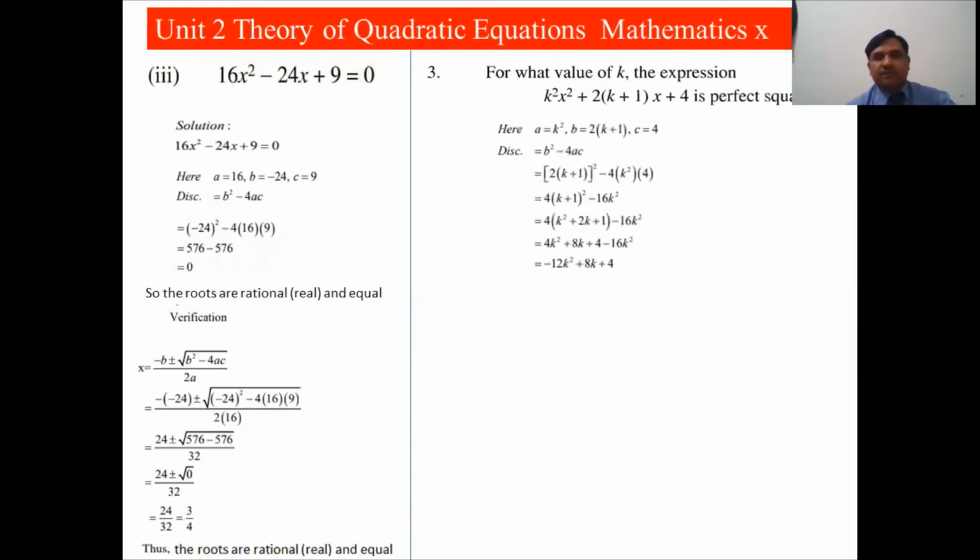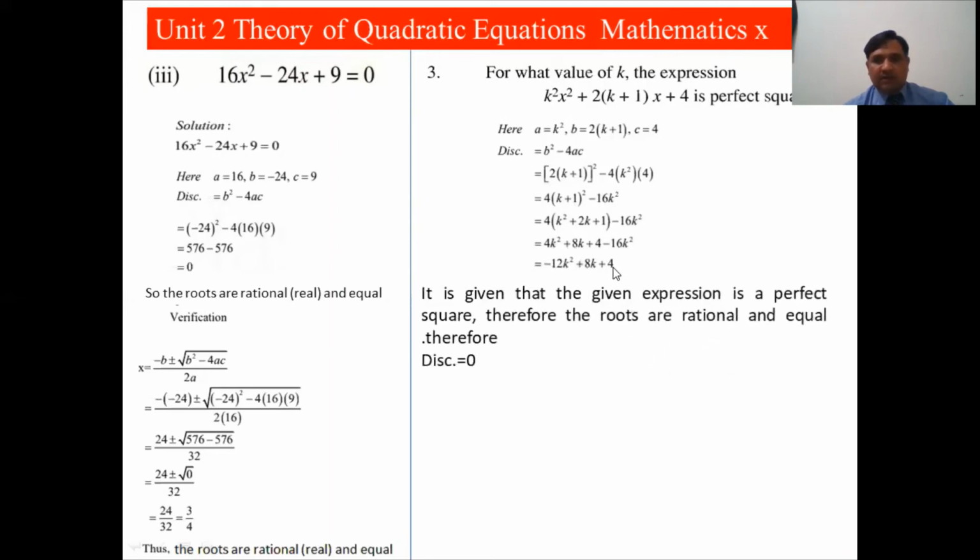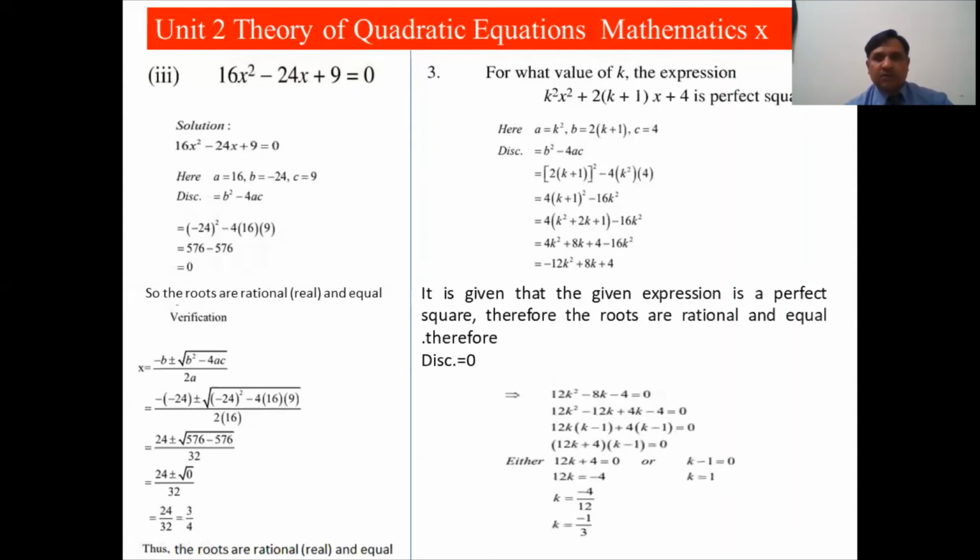So let's start the solution. Here a is equal to k square, b is equal to 2 within brackets k plus 1, and c is equal to 4. Discriminant, we know, is b square minus 4ac. After replacing the values, we have to open the formula a plus b whole square, and after simplification the discriminant is equal to minus 12k square plus 8k plus 4. Since the given expression is a perfect square, the roots are rational and equal. Therefore, the discriminant is equal to 0.